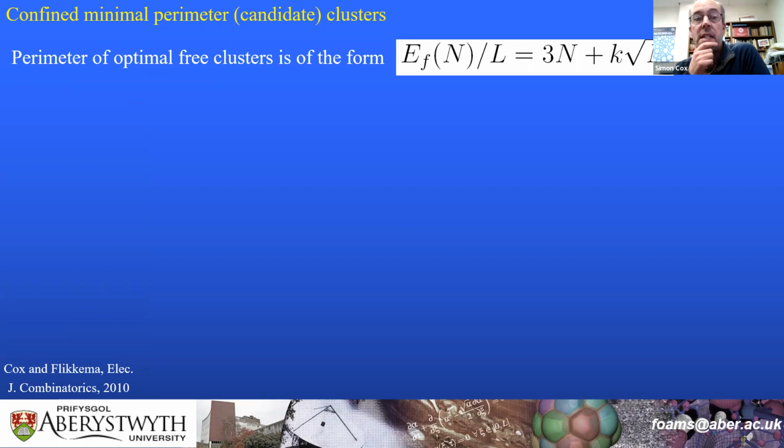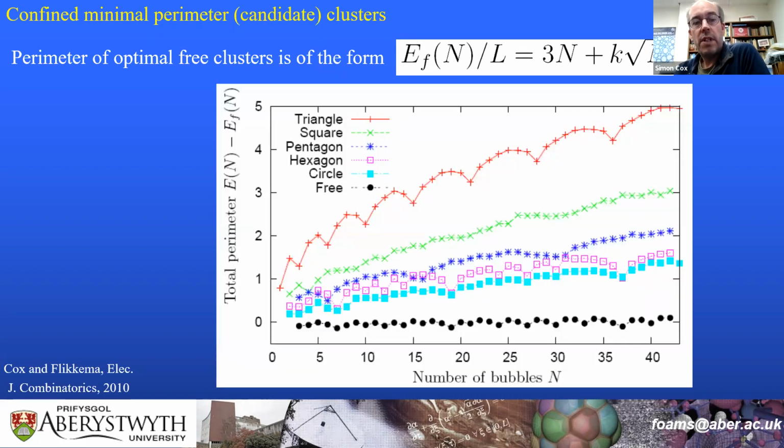Just to show you some data. If you take the data for free clusters and fit that to a functional form, then you would expect 3n for all the hexagons in the bulk, where each interface is shared between two hexagons, plus a term proportional to the length of the periphery, which should go as the square root of the number of bubbles. And so we found k is about 0.45, and subtracted that from all the data.